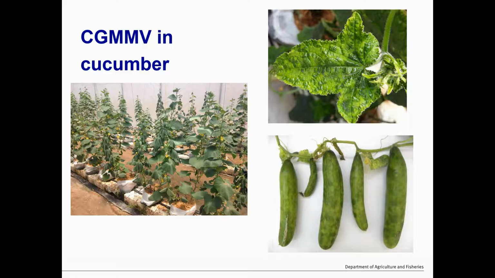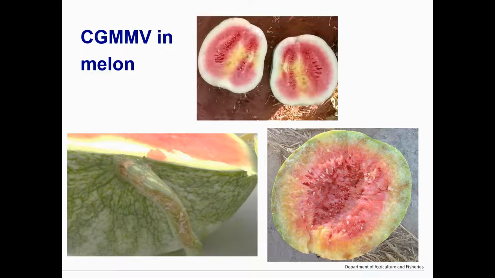So people can still grow and trade, but it's still a regulated pest, so there's restrictions around disposal of old planting material and peat and stuff like that. CGMMV in melons is really quite bad. You get lots of internal degradation of the fruit. The fruit are distorted. And I don't think there's any tolerance or resistance in melon. And I'm sure quite a few of you are aware there's restrictions on trade to New Zealand because of CGMMV.